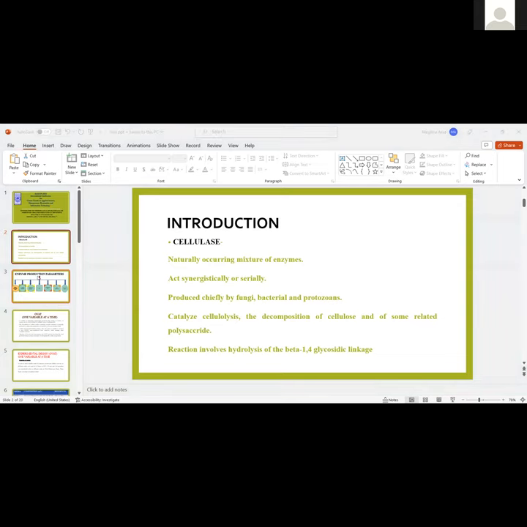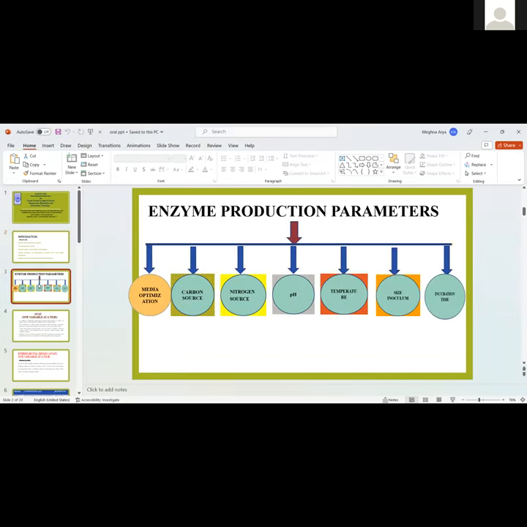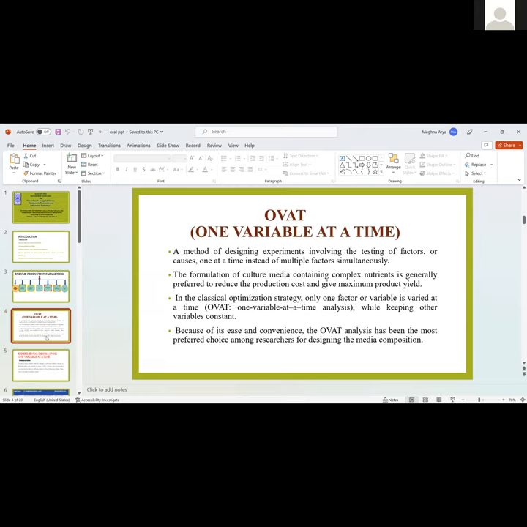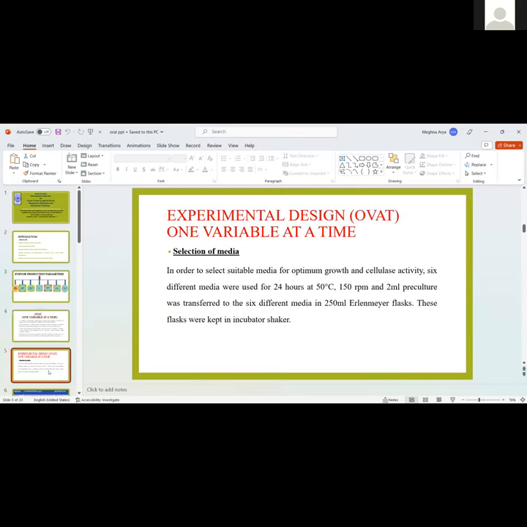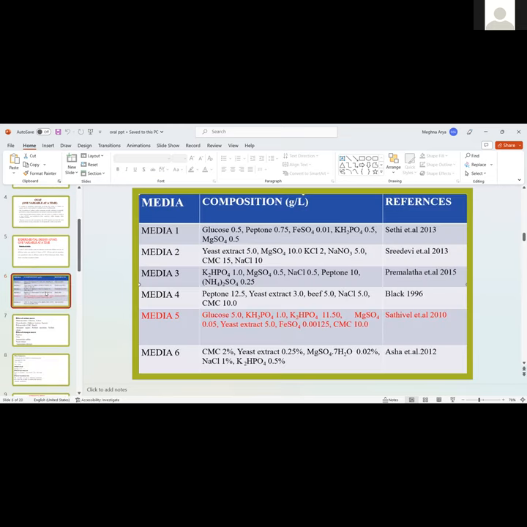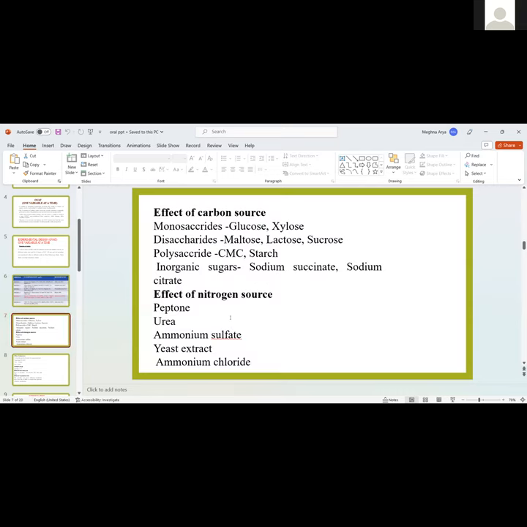And here, I have optimized the conditions by using certain parameters, that is media optimization, carbon source, nitrogen source, pH, temperature, size of inoculum, and incubation time. So here I have used two strategies, that is one variable at a time and Plackett-Burman. One variable at a time means I want to optimize with various factors. So I have used certain parameters and studied one variable at a time. For the selection of media, I used different kinds of media and incubated at 50 degrees for 24 hours. As you can see, these are the six different media, out of which I got the highest activity in media 5. Then I studied the effect of different carbon sources and different nitrogen sources.